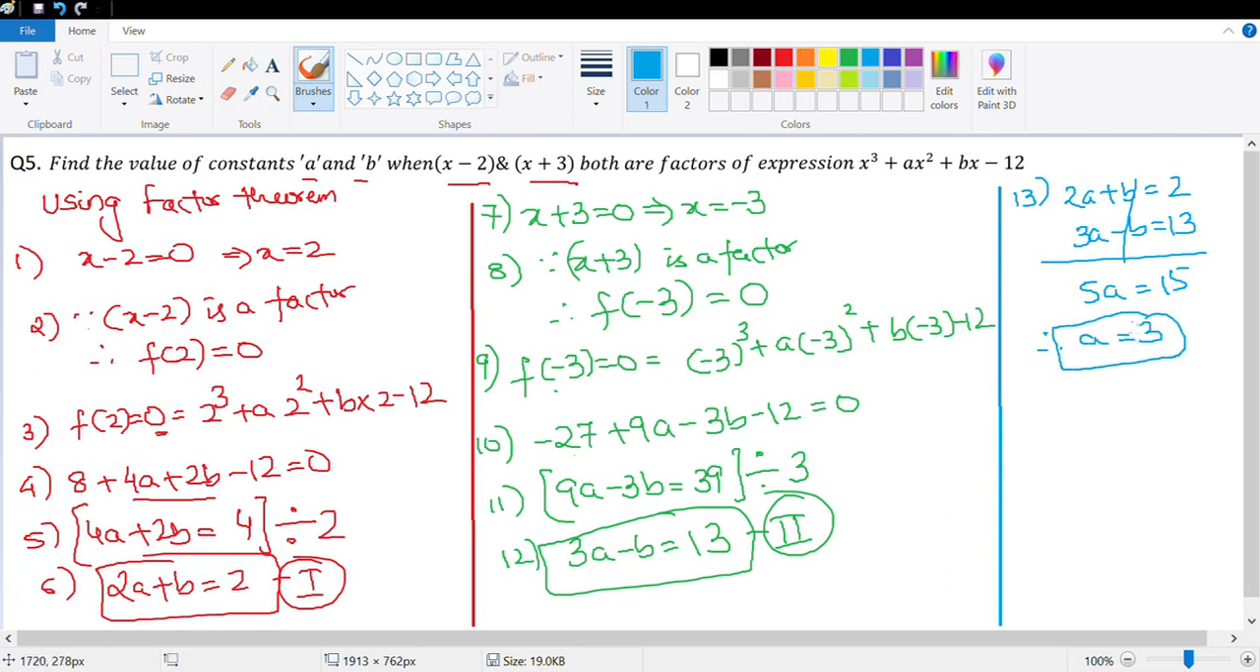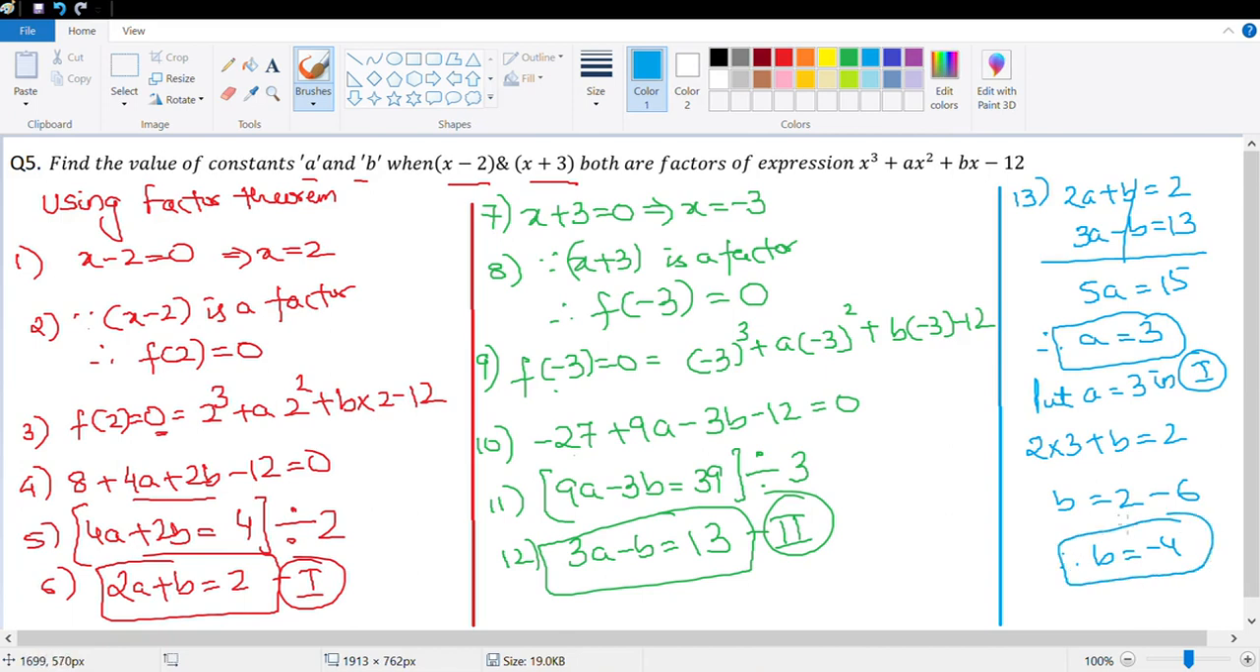Now put a is equal to 3 in equation number 1 and we get 2 into 3 plus b is equal to 2. b is equal to 2 minus 6. Therefore, b is equal to negative 4. So they wanted us to figure out the value of a and b. So a and b is equal to 3 comma negative 4. Let's read the question. Find the value of the constant a and b. That's 3 and negative 4.